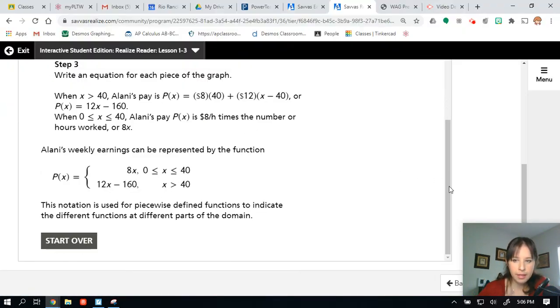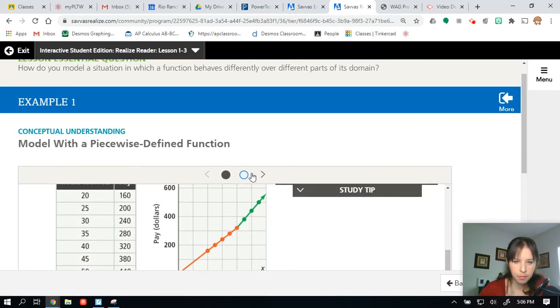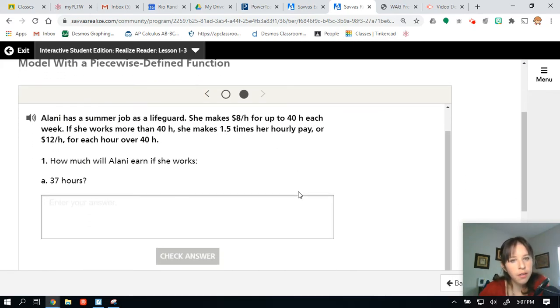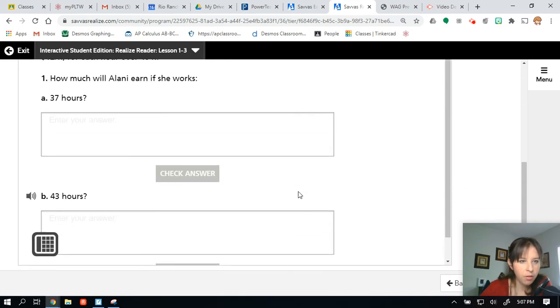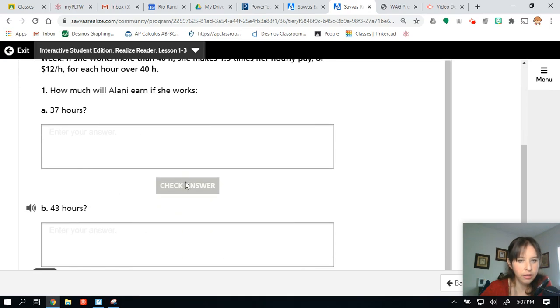All right, so in this next try it, let's see what you will be doing. Alani has a summer job as a lifeguard. She makes $8 an hour for 40 hours each week. If she works more than 40 hours, she makes 1.5 times her hourly pay, or $12 an hour for each hour over 40. How much will Alani earn if she works 37 and 43 hours? So all you have to do is look at your table, look at your functions, plug those into your functions, and get your answers.